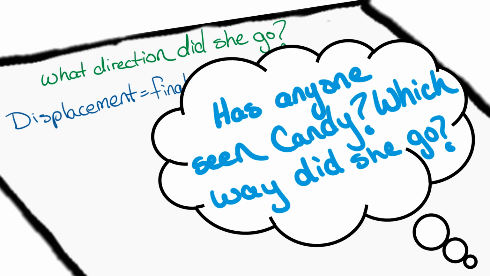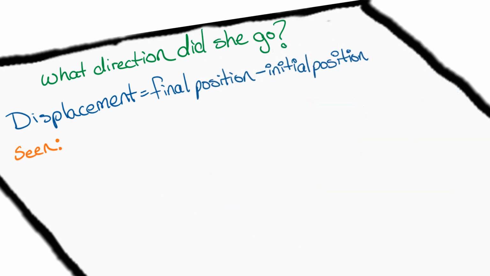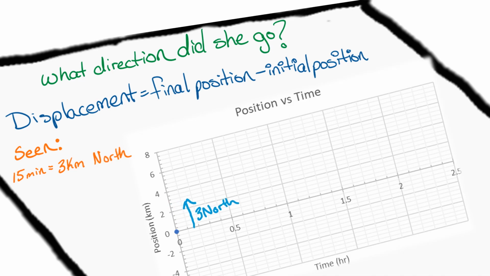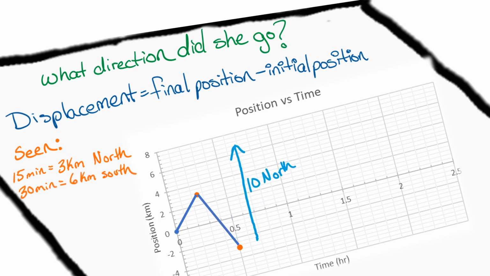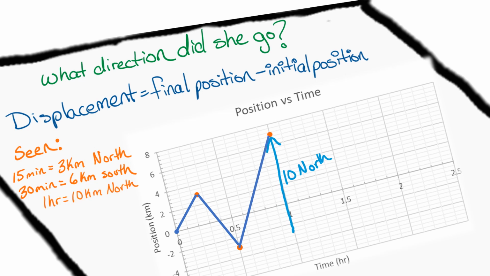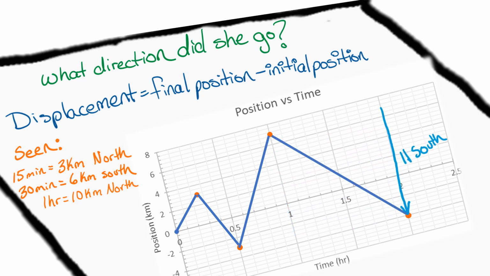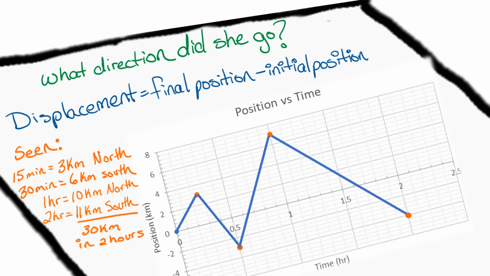Good idea, Alex. Let's say that you asked a couple of your neighbors if they had a recollection of where Candy was last seen, and that one neighbor told you that they last saw her 3 kilometers north from your house 15 minutes after she left your house. Then another neighbor said that they saw her 30 minutes after leaving your house, about 6 kilometers south from where she was first spotted. Then 1 hour after leaving your house, she was spotted 10 kilometers north of her second sighting, and then was last seen 2 hours after leaving your house 11 kilometers south from her third sighting, totaling 30 kilometers in 2 hours.